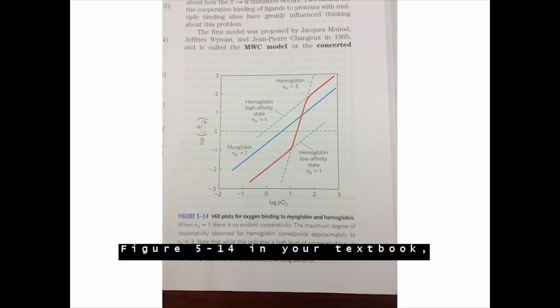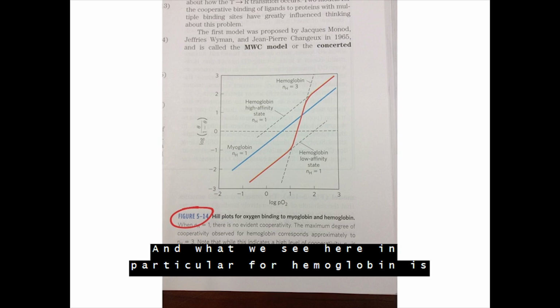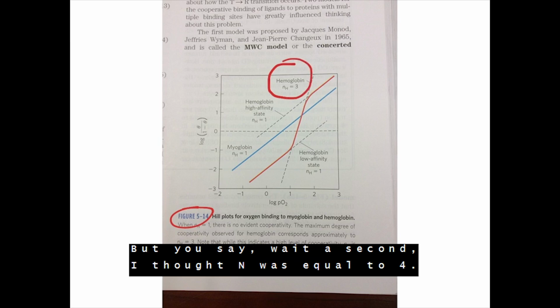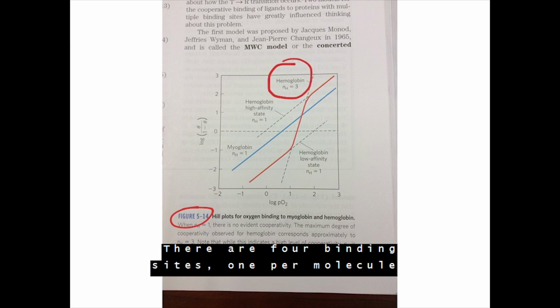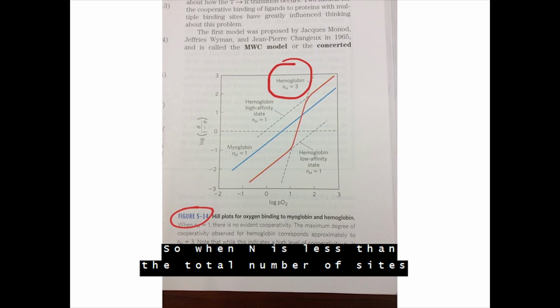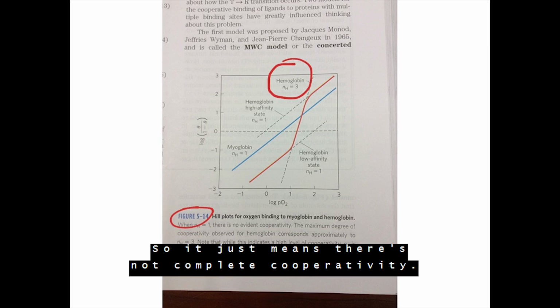So we could look at that representation graphically in Figure 5-14 in your textbook, and this lets us calculate a true value for N. And what we see here in particular for hemoglobin is that that N value is actually 3. But you say, wait a second, I thought N was equal to 4. There are 4 binding sites, 1 per molecule, and hemoglobin is a tetramer. So when N is less than the total number of sites for theoretical binding, it just really reflects the interactions between the sites and ligands. So it just means that it's not complete cooperativity.